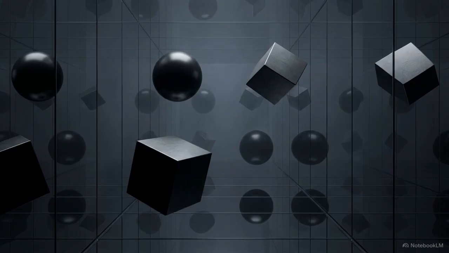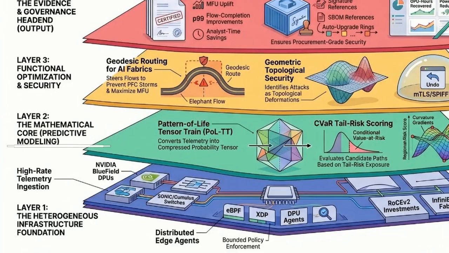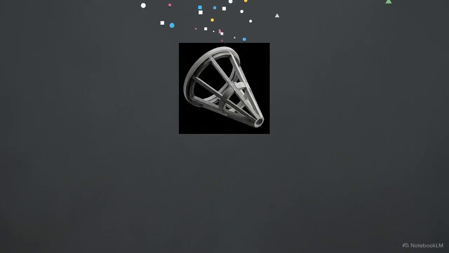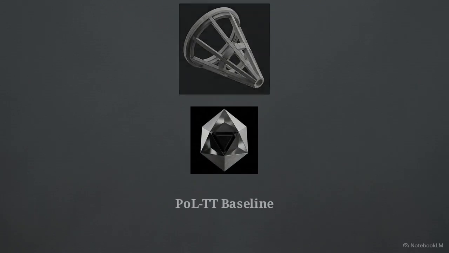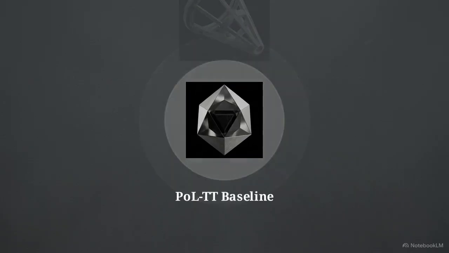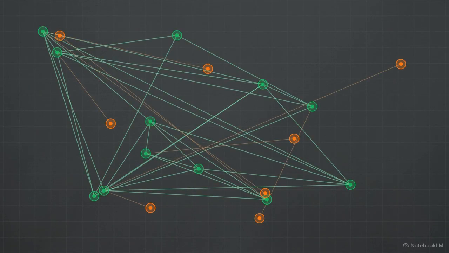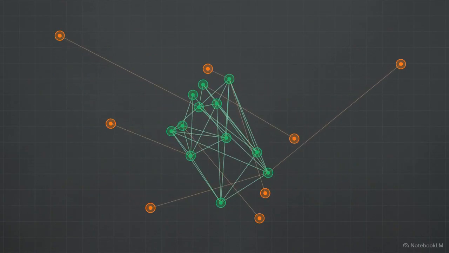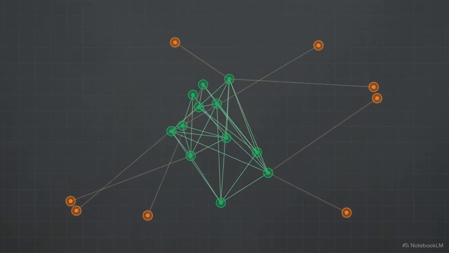model the network. Moving up to Layer 2, that raw, normalized data feeds into the mathematical core, converting into spatial geometry. The first crucial component here is the pattern of life tensor train, or PAL-TT. PAL-TT takes millions of multidimensional telemetry data points and compresses them into a baseline probability tensor. It learns exactly how the network should behave. The system then applies an inverse capacity distance mechanic. In this mathematical space, relationships with high trust and high capacity pull tightly together. Conversely, paths that are congested or carry low identity trust stretch further apart.